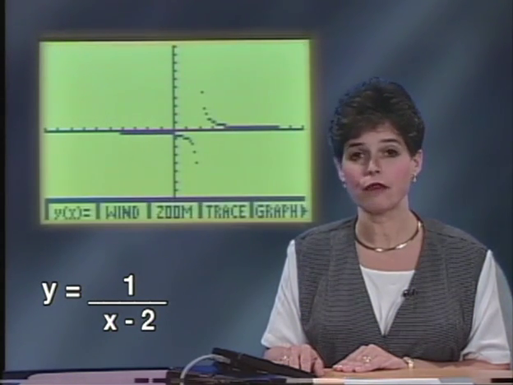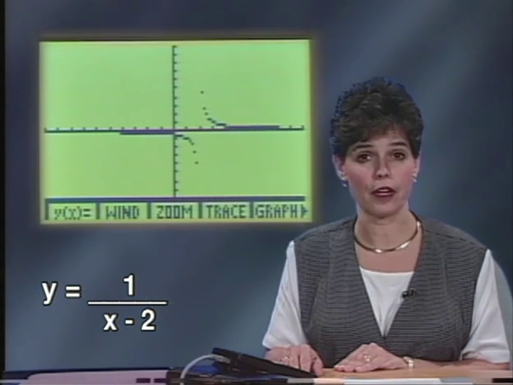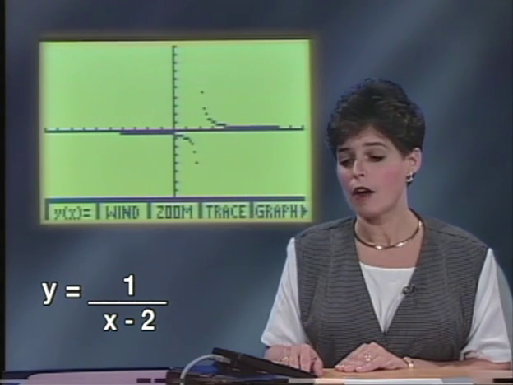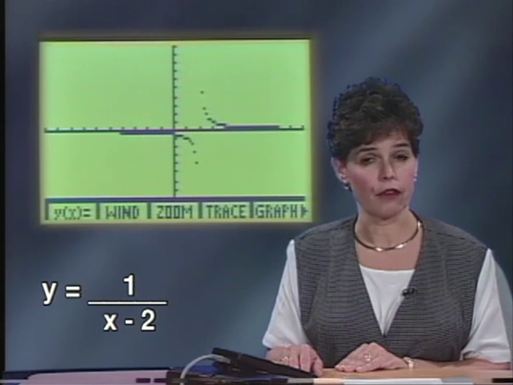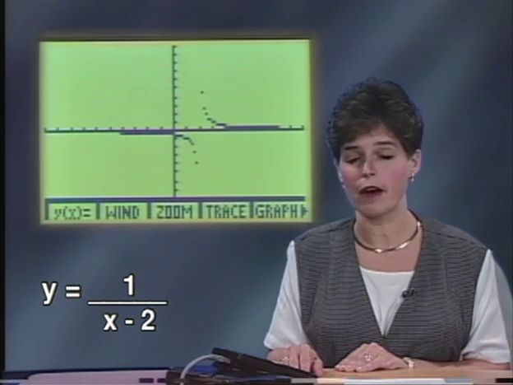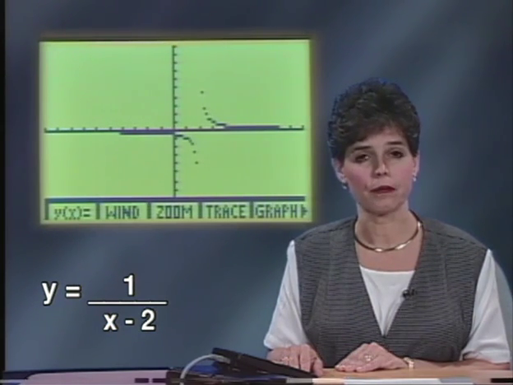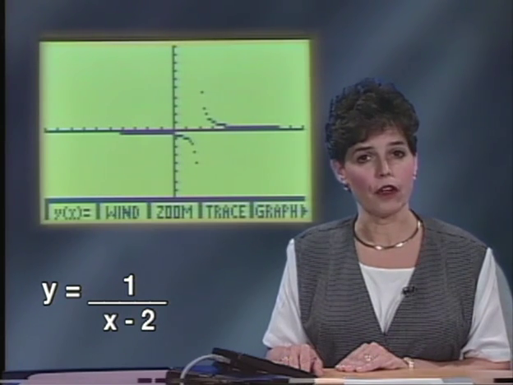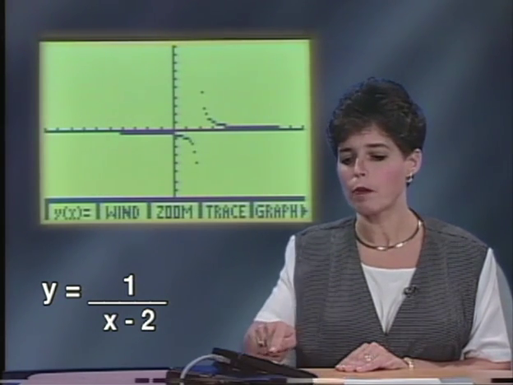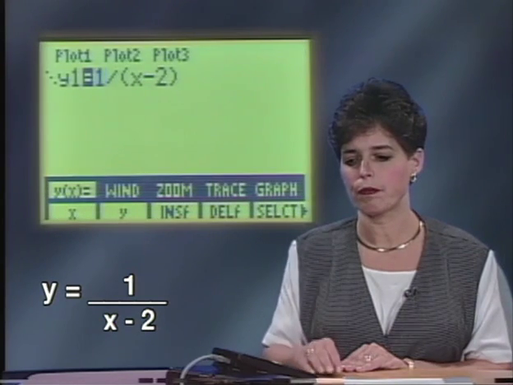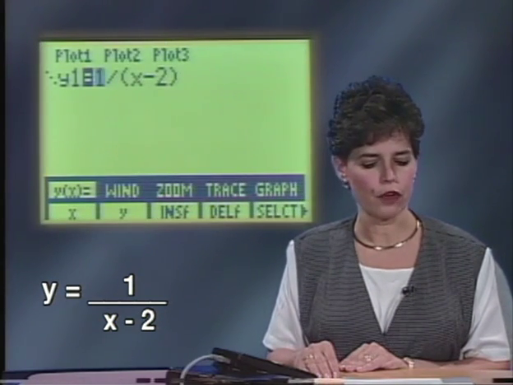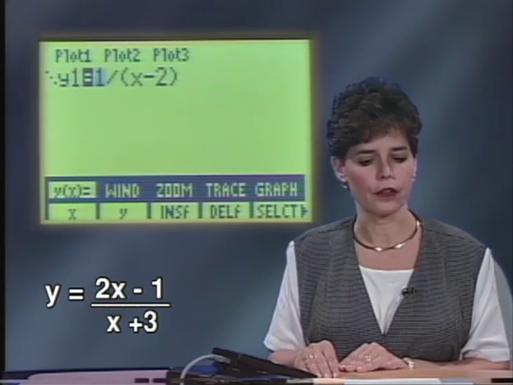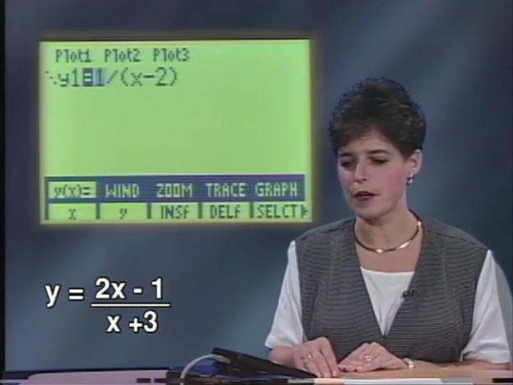and I now see the function as it should be. I don't have that up and down line, which was apparently connecting the left and right hand portions of my graph. This is a better look at it. Well, now let's do another rational function by going back to y of x. Okay, let's enter the function 2x minus 1 over x plus 3.